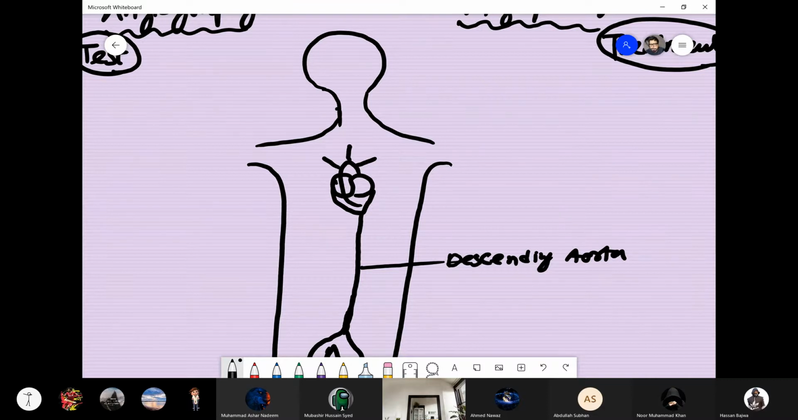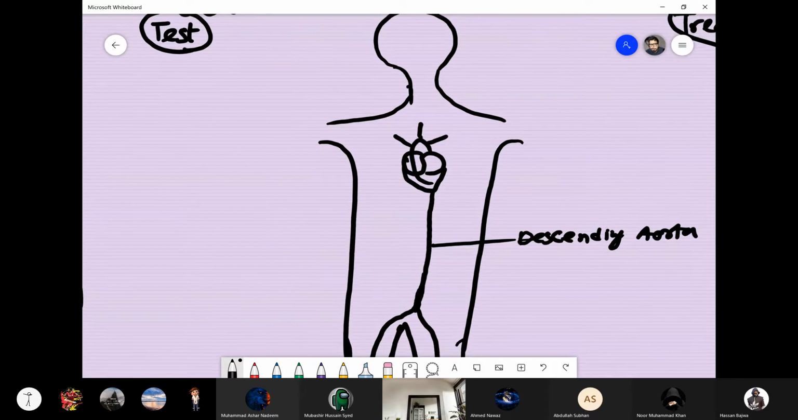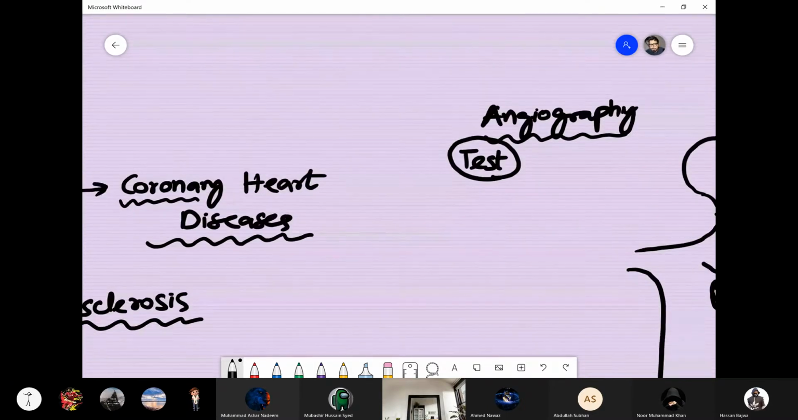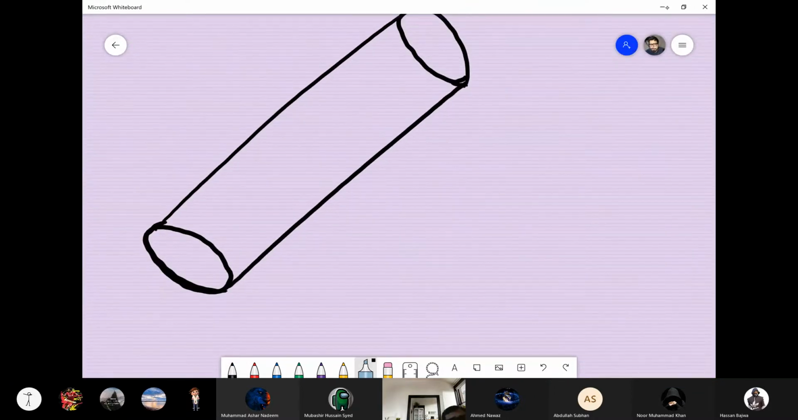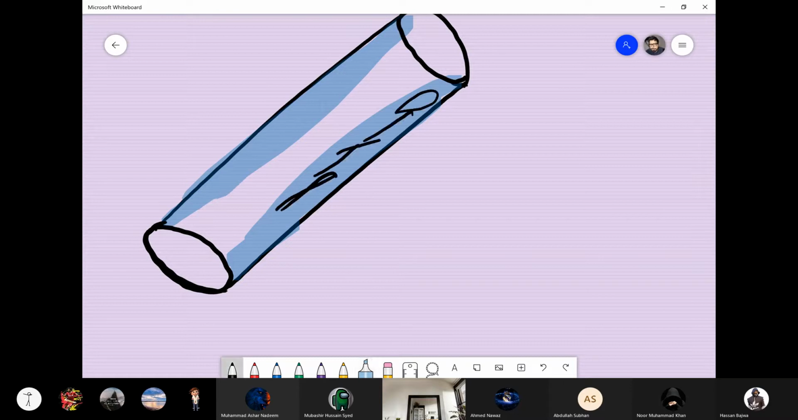Now what is that? Now let's see. If you remember, last time we talked about atherosclerosis, and we talked about how atherosclerosis is when the blood vessels become narrow from the inside. Now let me quickly show you: this is the blood vessel, and it has become narrow from the inside. Now this narrowing is because of the deposition of cholesterol and fats, and also the deposition of minerals, and also the deposition of cell debris.